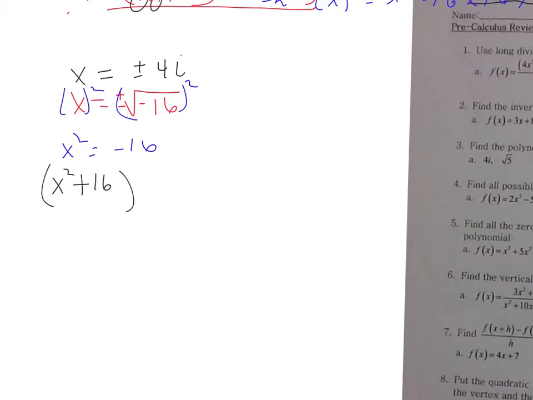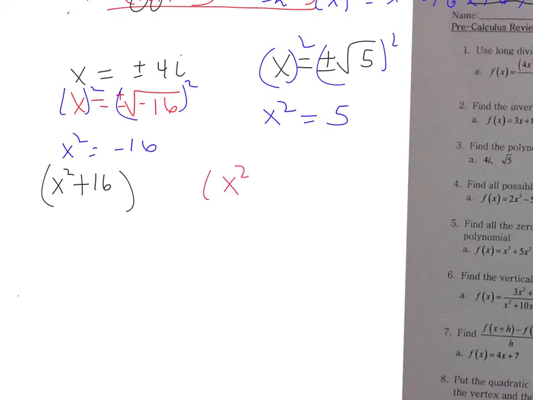Okay, my other factor is going to come from x is equal to plus or minus the square root of 5. So I square both sides. So I get x squared is equal to 5. Minus 5 from both sides. My other factor is x squared minus 5. All right, now we're going to double distribute.